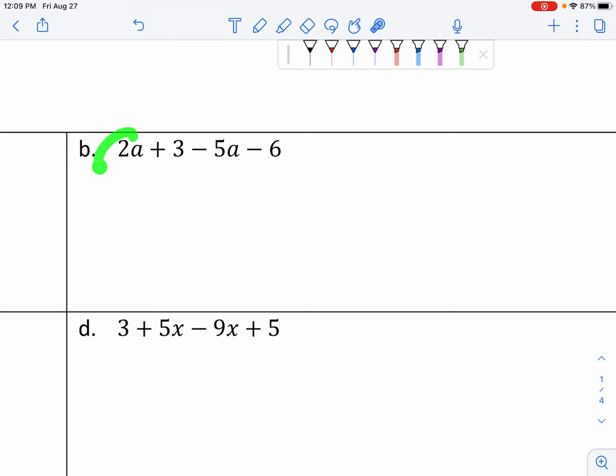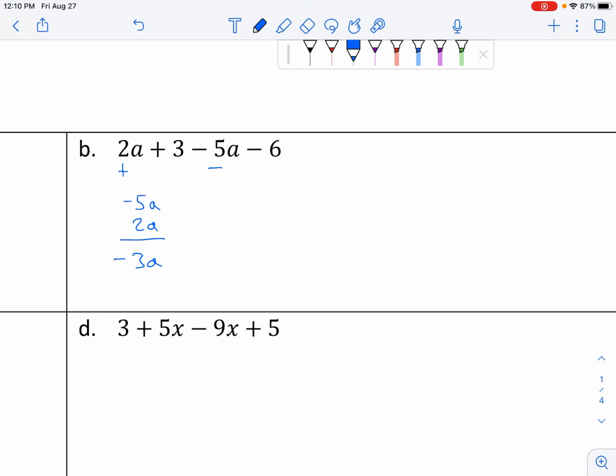Here I see that I have a's, and I have some constant terms, 3 and a -6. So here I have a +2a and a -5a. So I'm going to combine my a's. Now you could rewrite them in any order so that you can see. Signs are different. We would subtract and then keep the sign of the larger number.